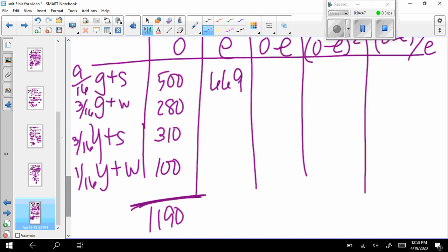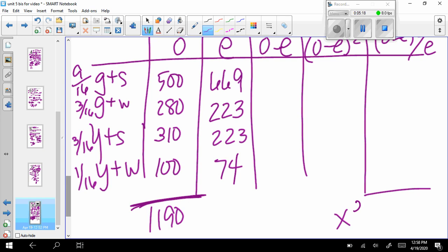And then 1190 times 3 divided by 16, I expected 223 here, which means I would have expected 223 here. And then 1190 divided by 16, I expected only 74 here. Then I would go through and subtract, find the differences, square it, divide it by the expected results, and then add those together, and that together is going to equal your chi-square.